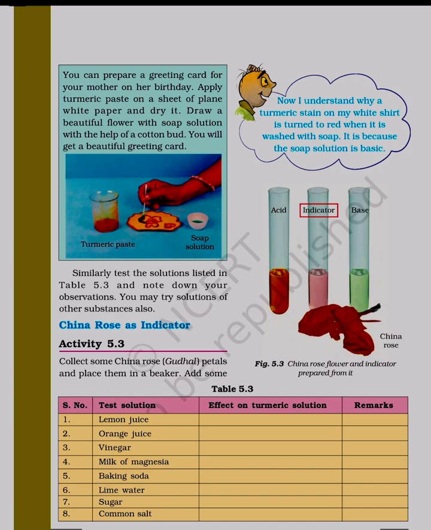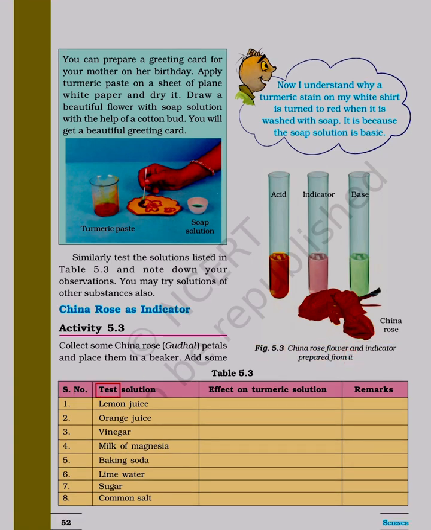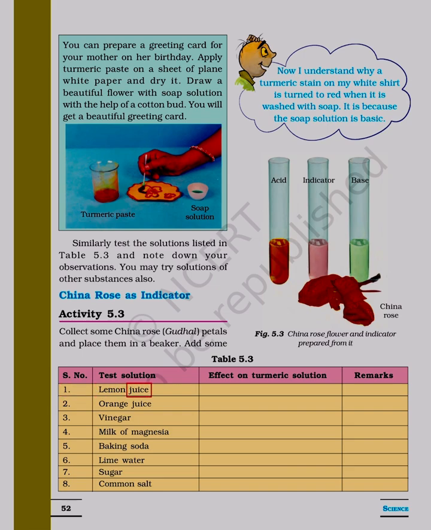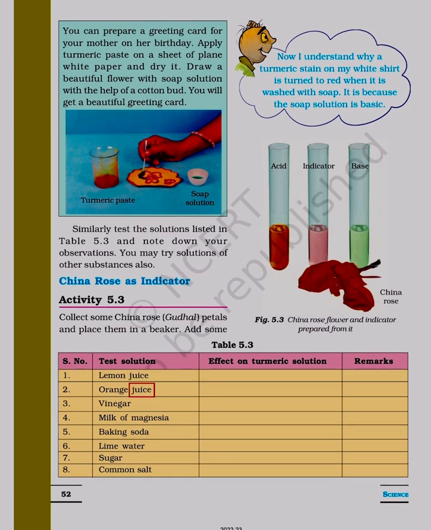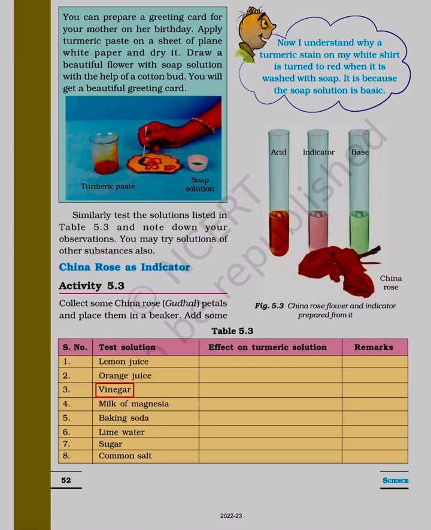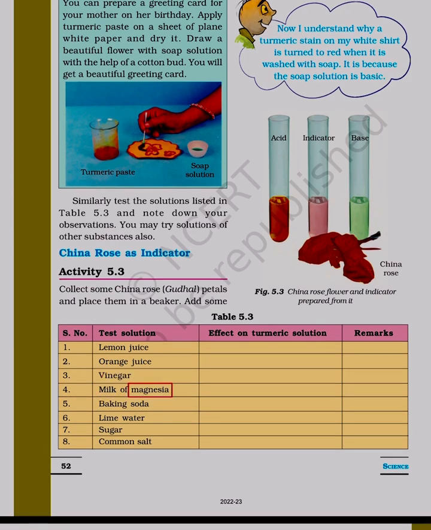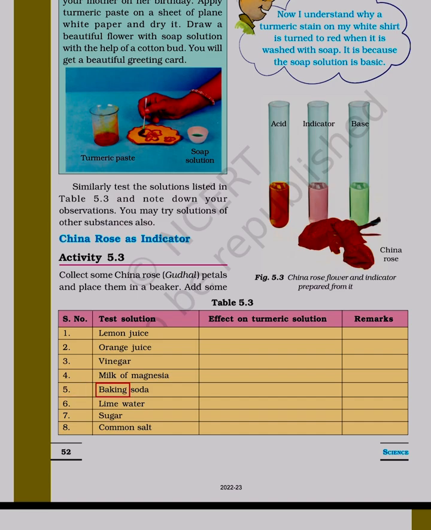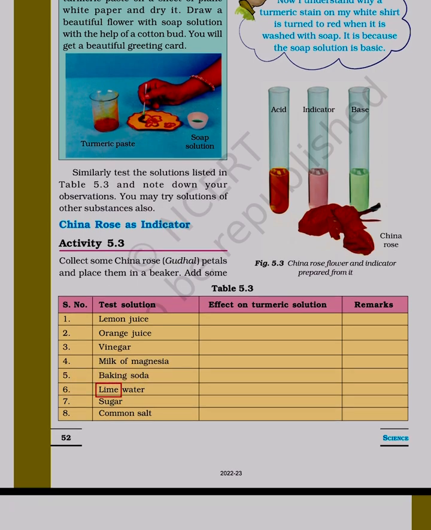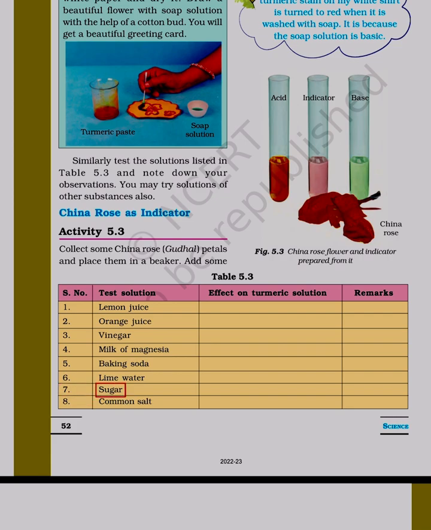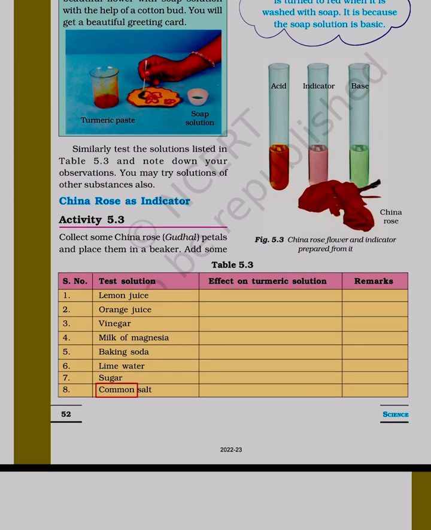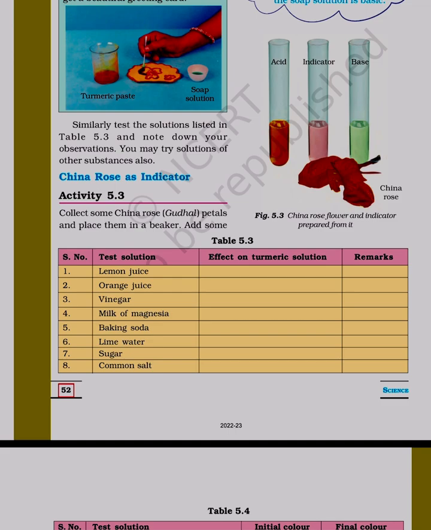Acid. Indicator. Base. Figure 5.3 China rose flower and indicator prepared from it. Serial No. Test solution. Effect on turmeric solution. Remarks. 1. Lemon juice. 2. Orange juice. 3. Vinegar. 4. Milk of magnesia. 5. Baking soda. 6. Lime water. 7. Sugar. 8. Common salt.